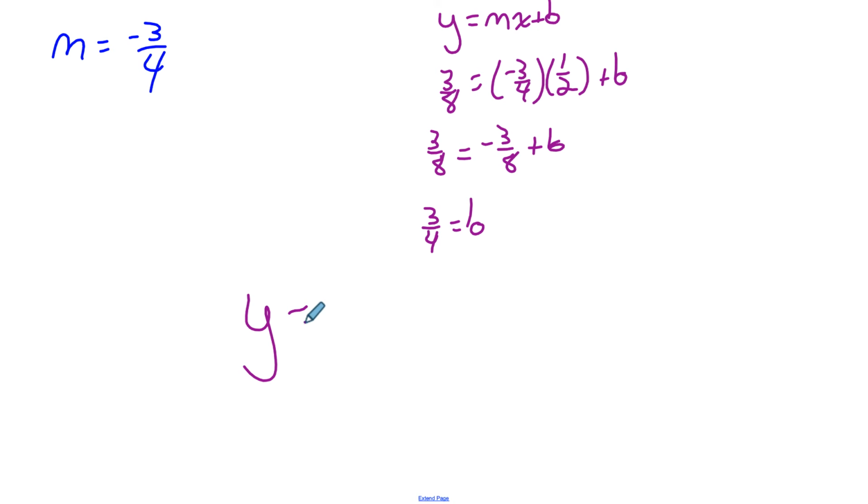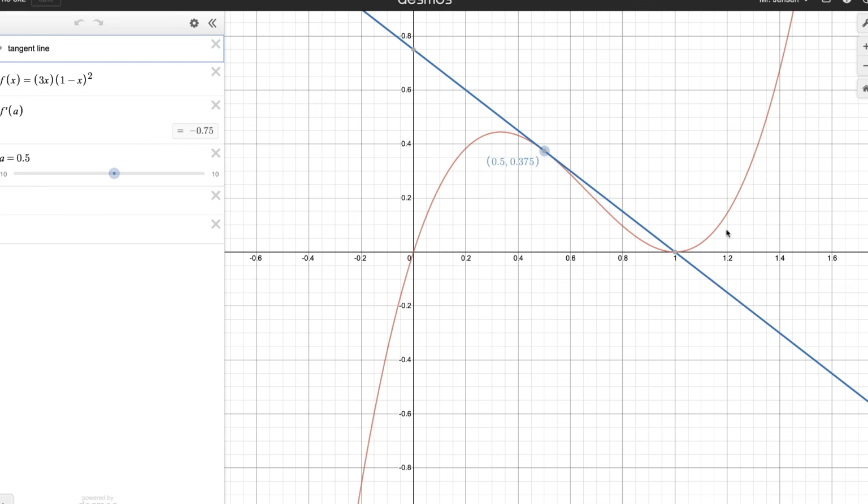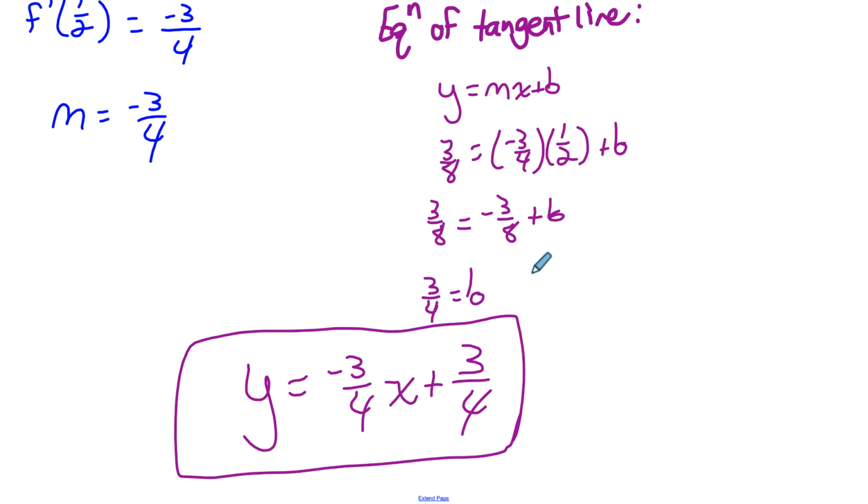So the equation of my line is y equals -3/4 x plus 3/4. That's the equation of the tangent line. That's the equation of this blue line here. Slope is -3/4, y-intercept is 3/4. Okay, that's it for chain rule. Make sure you do the practice questions to get the hang of how chain rule works, and that's it.